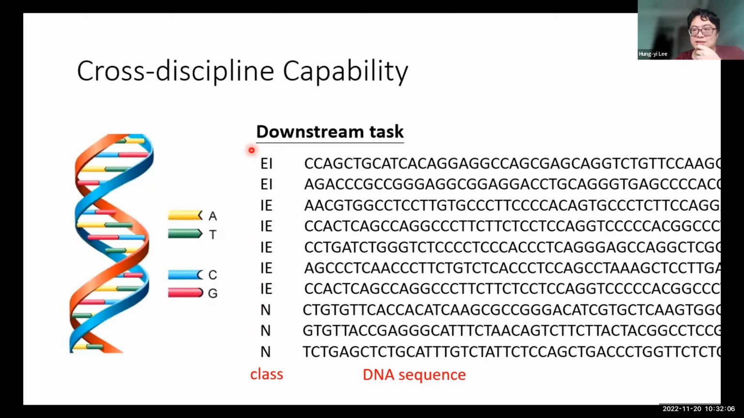This is a simple classification task. For example, one sequence is labeled EI, another sequence is labeled IE, and another is labeled N. I don't really know the meaning of the labels here. For me, it's just a typical classification task.